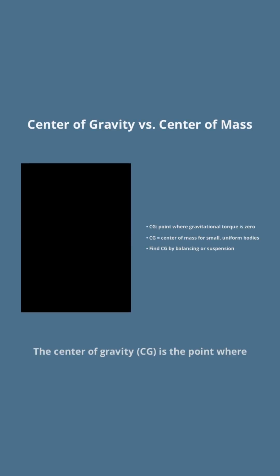The center of gravity, CG, is the point where the total gravitational torque on a body is zero. For small, uniform bodies in a constant gravitational field, the CG coincides with the center of mass. However, for large or non-uniform bodies, the two may differ. The CG can be found experimentally by balancing the object or suspending it from different points.